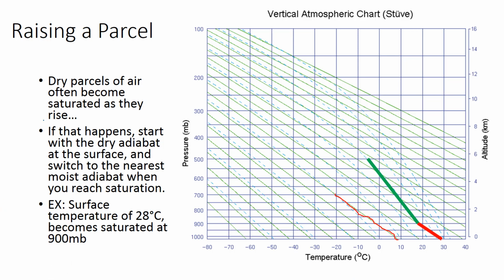I go from the dry adiabat line over to the moist adiabat line. So all I've done is I've switched. And then let's go up until, let's say, 300 millibars. So I follow it up to a height of 300 millibars. And there we go. That would be the temperature of the parcel of air up at that particular height, up at 300 millibars. So that's really all that you're going to do for this exercise.